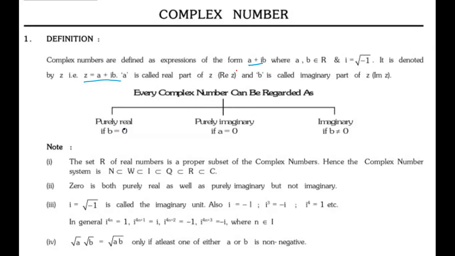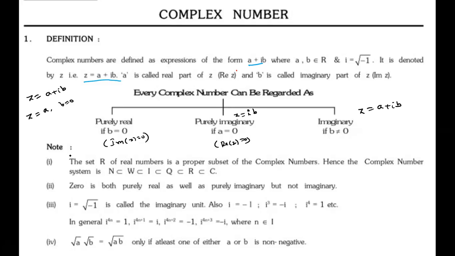z is equal to a plus ib. Sometimes you can write z is equal to a when b is equal to 0. Such a number is purely real, that means the imaginary part is 0. Purely imaginary means the real part is 0, that means z is equal to ib format. Now z is equal to a plus ib, with b not equal to 0 cases.